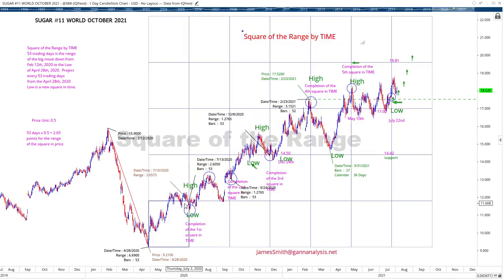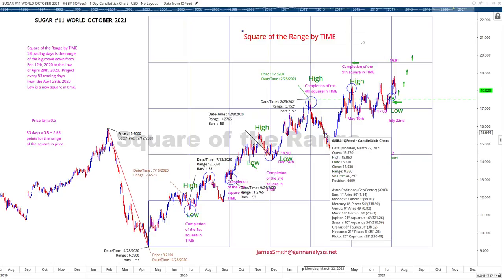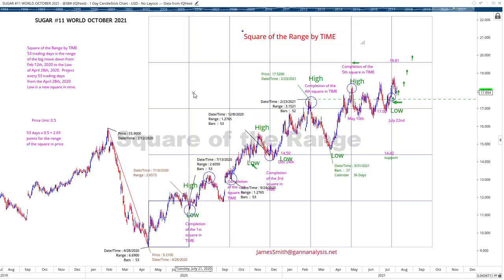Now, the next box higher will also be another 2.65. And if you go over, it'll be 53 trading days. So up 2.65 points, over 53 trading days, and so on. You just keep going. So why is this useful?